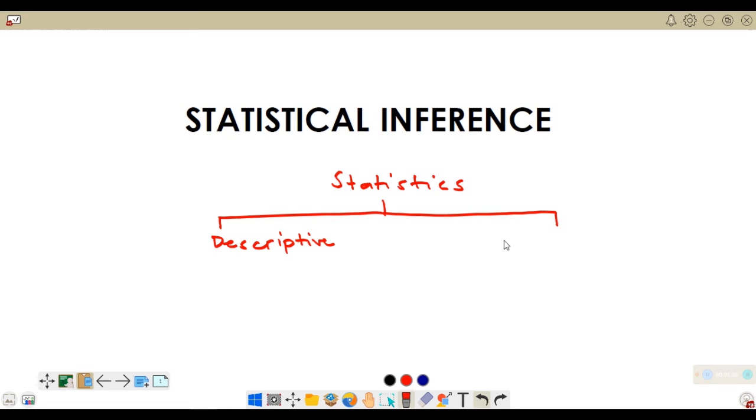But if your target is to make inferences or to prove assumptions about a certain population, this is where the inferential statistics branch comes in, the source of the treatments that you will use. Okay?